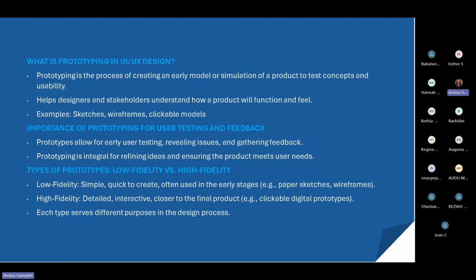In a low fidelity prototype, when I said sketches, I mean paper sketches, where you're just using your pencil on paper to draw out what you want the screen to look like. So an example of a low fidelity prototype can be a paper sketch and a wireframe that you can create in Figma. Then the second one is our high fidelity prototype.